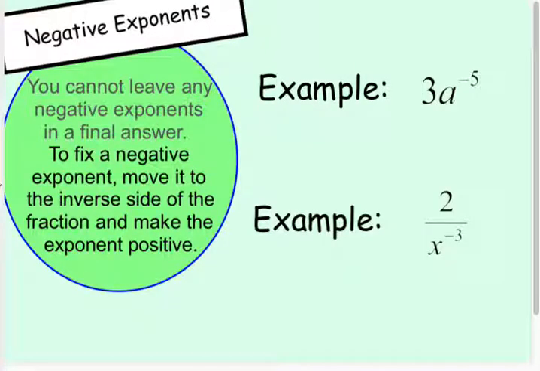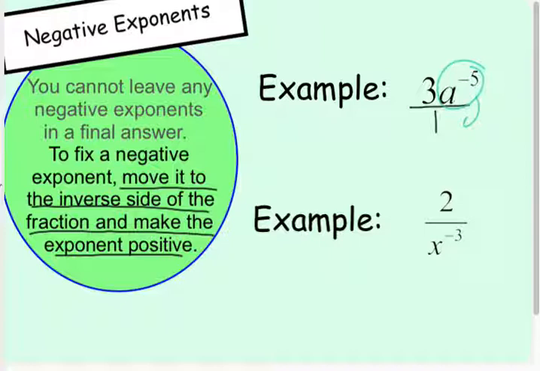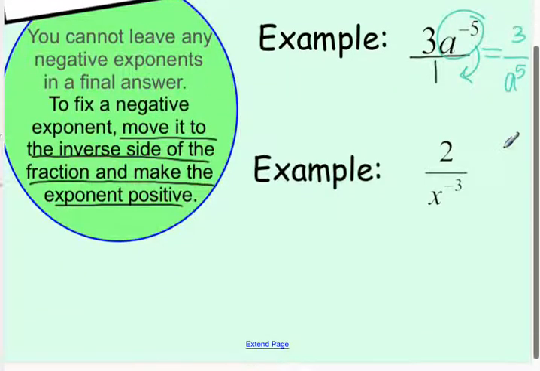Now I have negative exponents. You cannot leave any negative exponents in a final answer. To fix a negative exponent, move it to the inverse side of the fraction and make the exponent positive. What this means is, in my example, I can write anything over 1. Move it to the inverse side, the opposite side, so I would take this and move it down here. Now I make the exponent positive. So this is really 3a to the 5th, and that would be my solution.